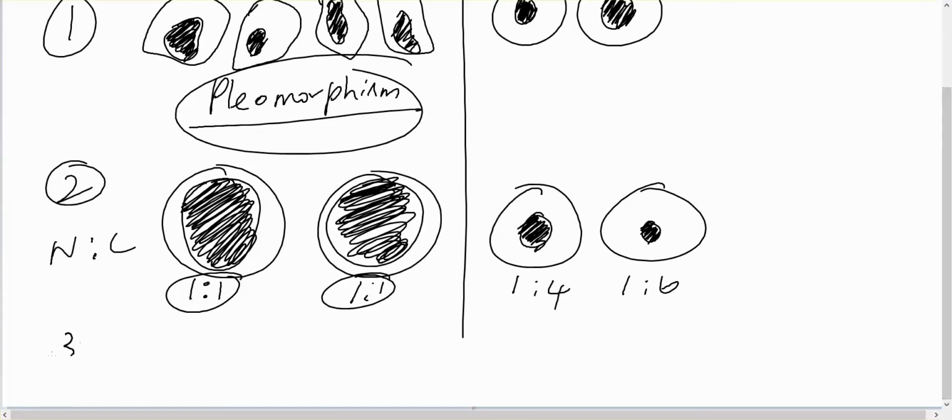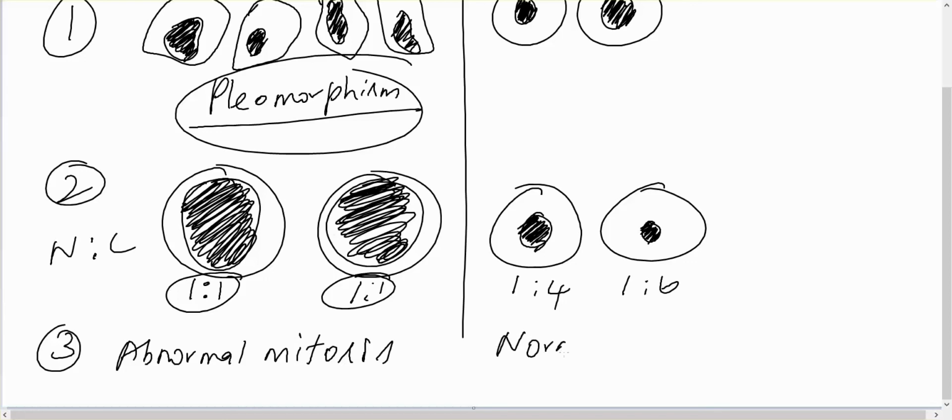And because they have more nuclear content, they go for abnormal mitosis. Abnormal mitosis means the cell divides into 3, 4, 5 like that. Normal cells have normal mitosis, they divide into 2 cells.